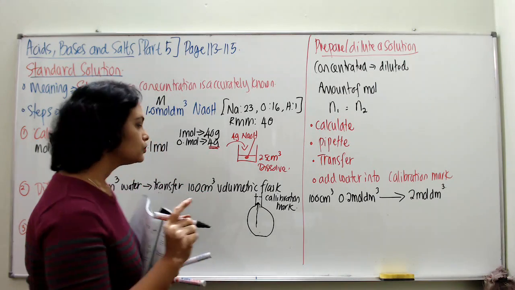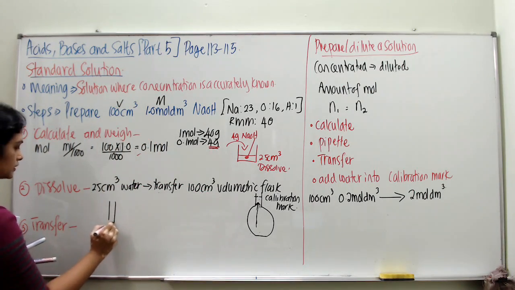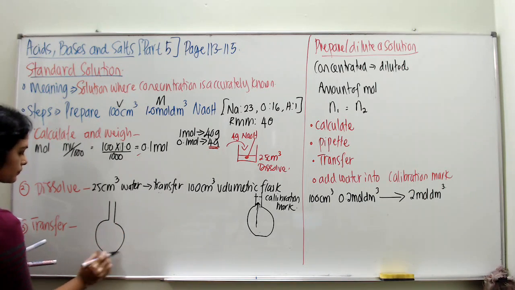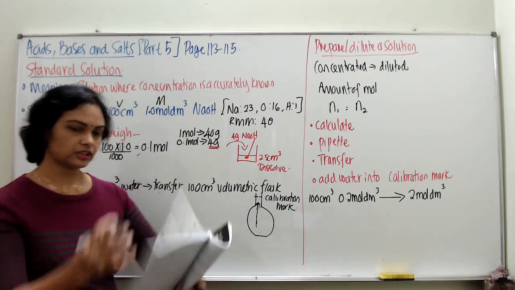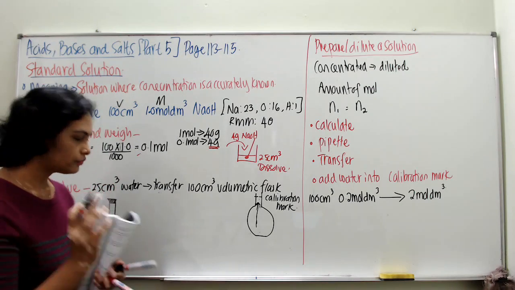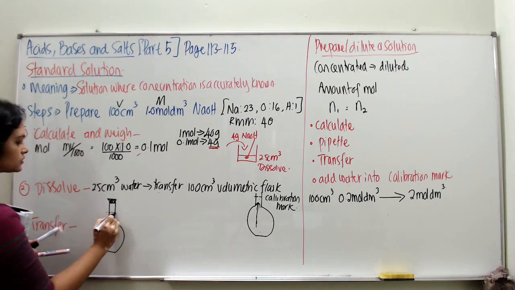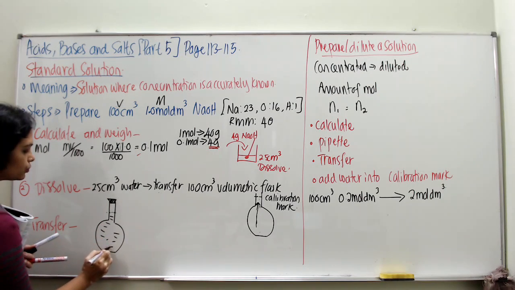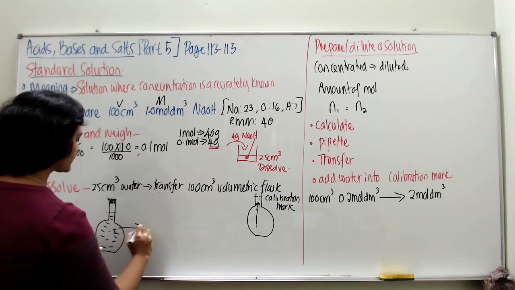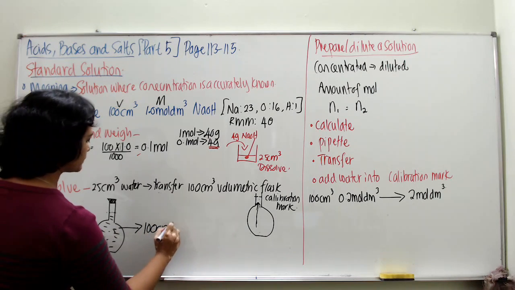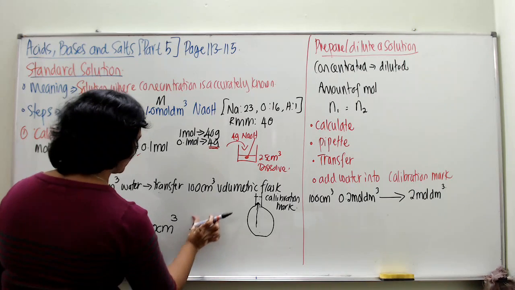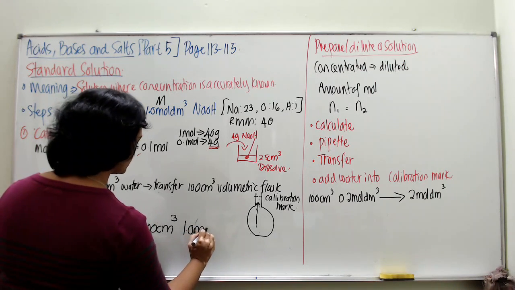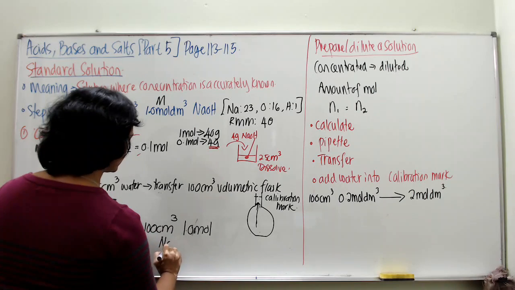Alright, then after you have filled in, you just close it with the stopper. And you just invert it a few times so that the solution mixes properly. So what have you prepared here? This is 100 cm³ of 1.0 mole of sodium hydroxide.